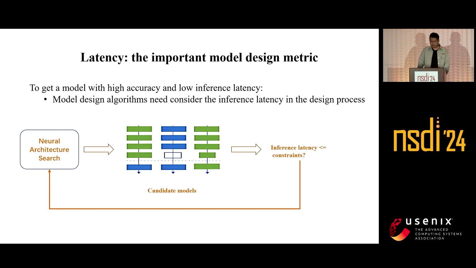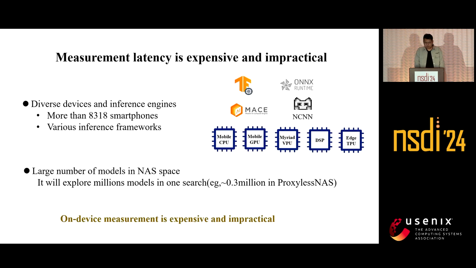Hardware-aware NAS has proven to be successful in designing affordable DNN models for edge platforms. It searches a large number of models and only considers models within the latency constraints. By doing this, NAS can find a model with both high accuracy and low latency on the target device. Then, the question naturally arises: how to get the inference latency of DNN models on various edge devices?